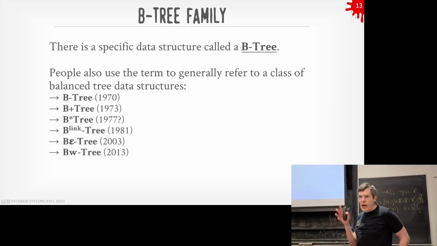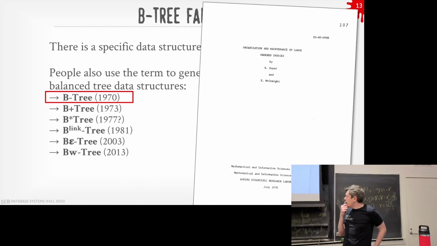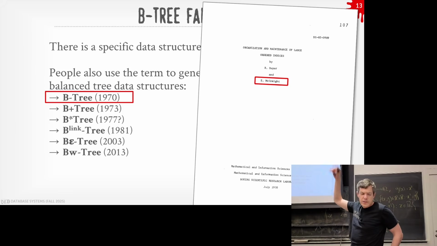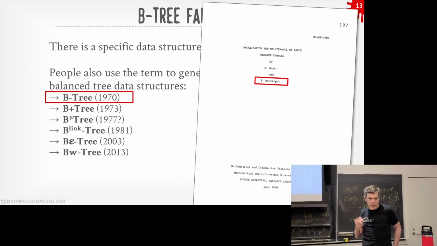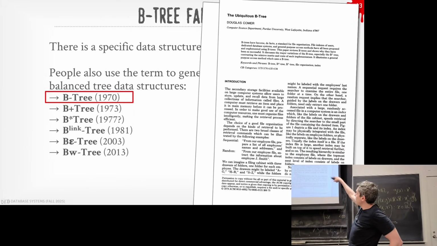No one's quite sure exactly when it was added, maybe 1969, 1970. The original paper came out of Boeing, and the second author, McCreight, is actually a CMU alum. He did his PhD here in the 60s, then went off to Boeing, where they were building a data system and needed a data structure. They basically invented the B-tree, the B+Tree.